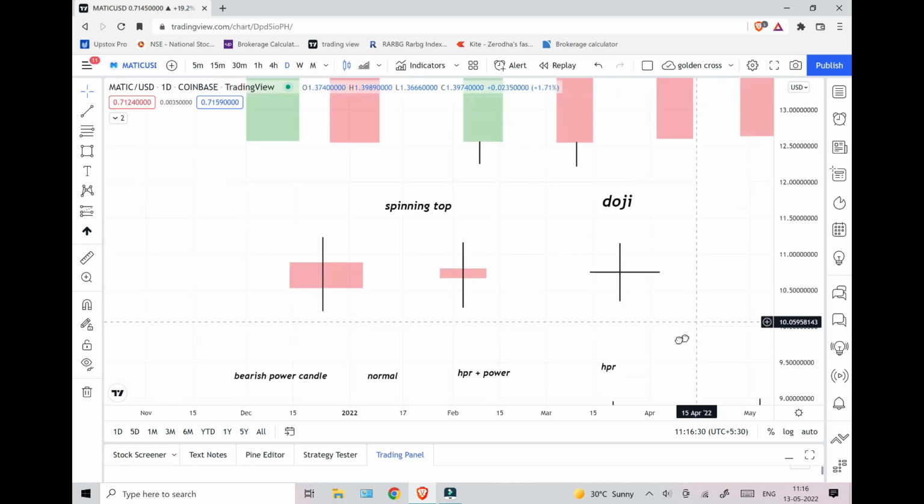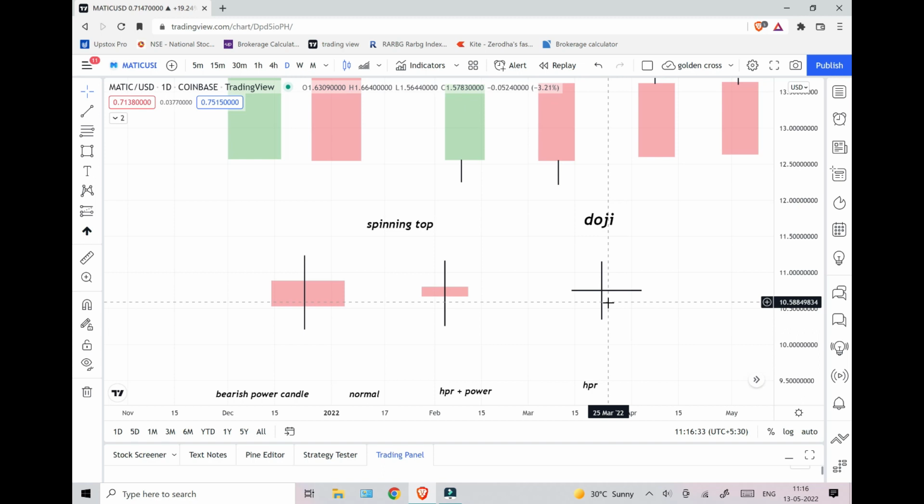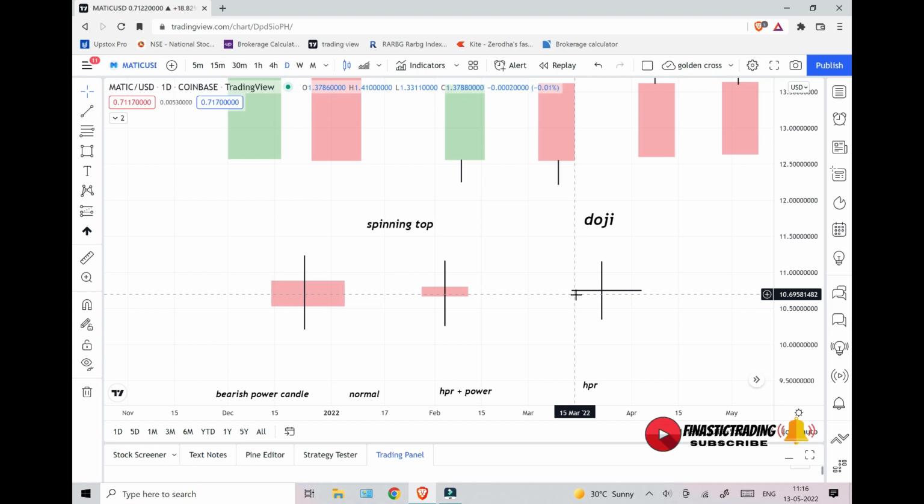Now coming to the spinning tops and dojis. Spinning top and doji are basically confusion candles. The color in spinning tops and doji does not matter to us at all, whether it's green or red. You will not take a trade based on spinning tops and doji. You will wait for another confirmation, another pattern. Spinning tops and dojis are just confusion patterns which are formed on charts, so please wait for another confirmation.